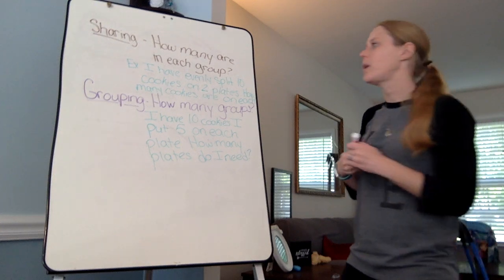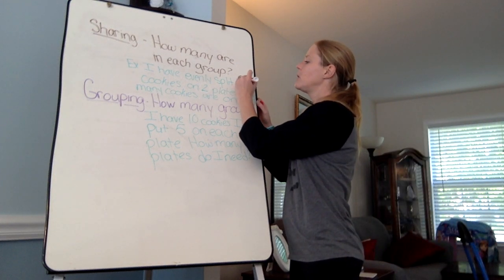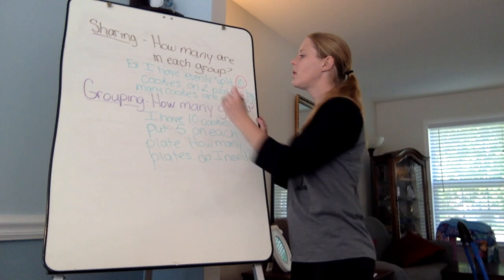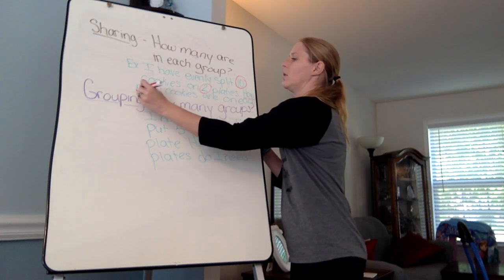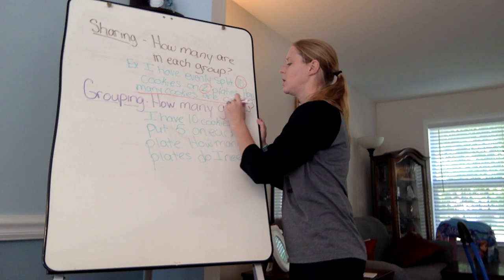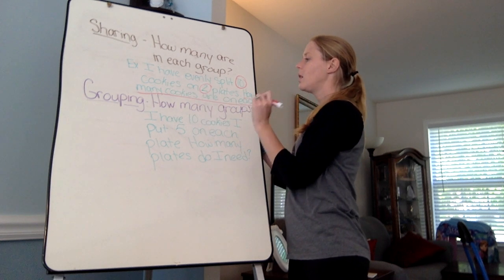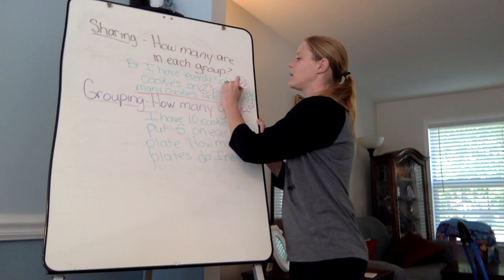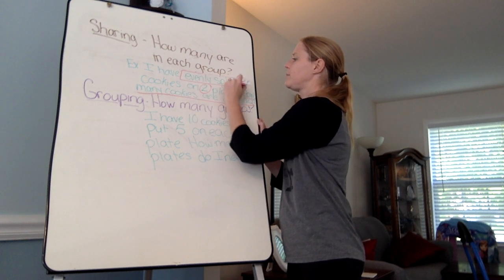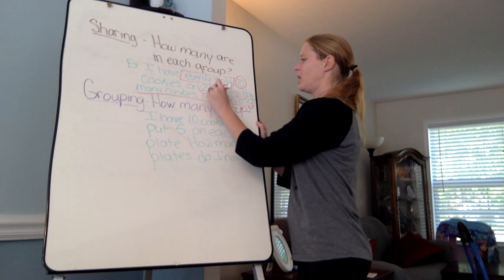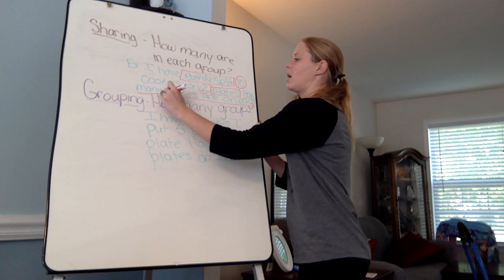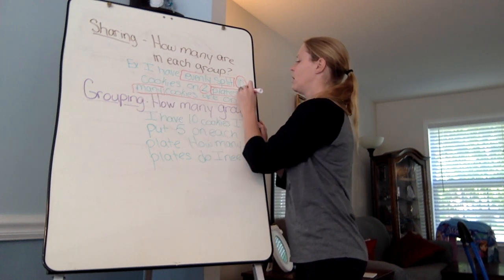So let's circle what we know. I know I have 10 cookies, and I know that they're on 2 plates. Of course, I'm going to underline that question. You guys are so good at cubing. And then I am going to box that word split evenly, and I am going to box the words plates. And how many?